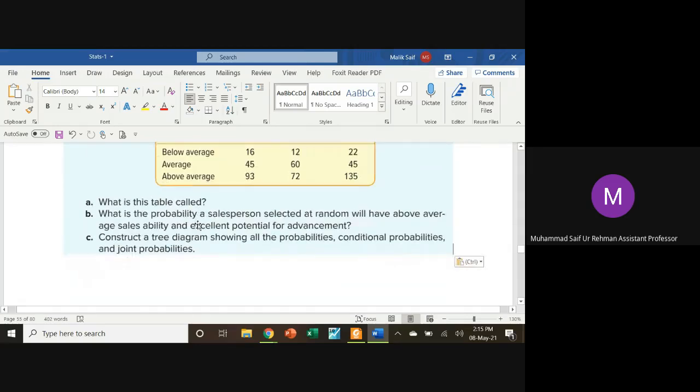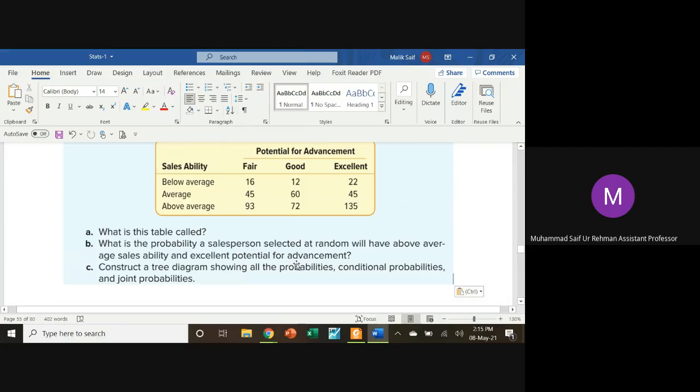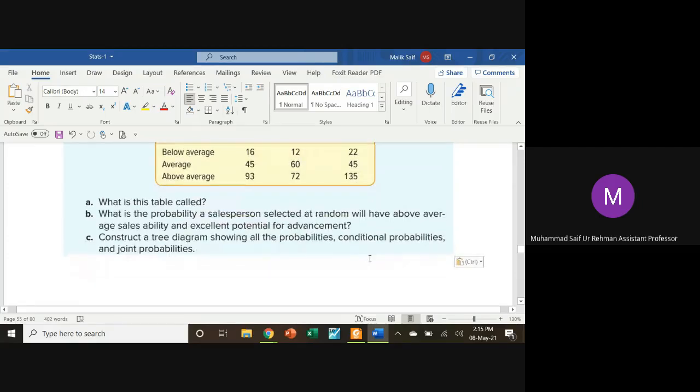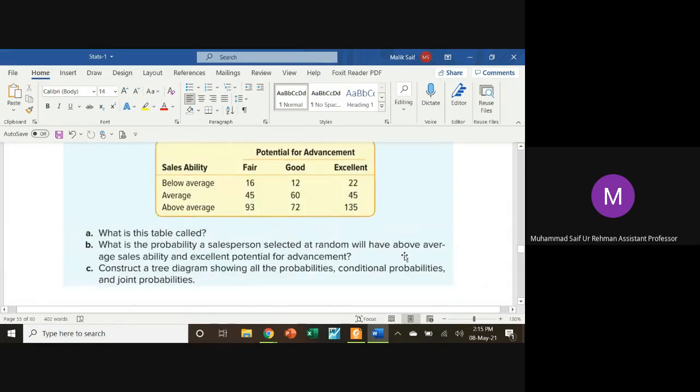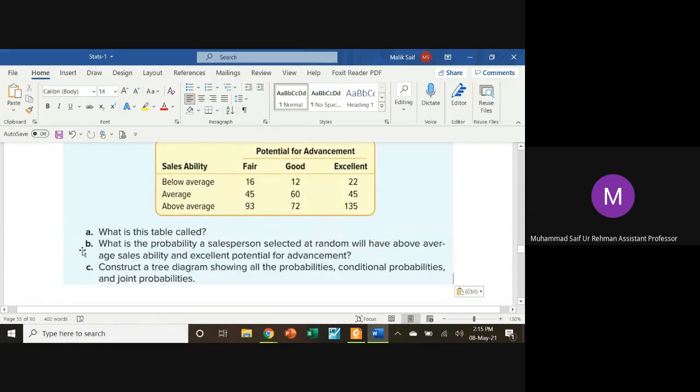What is the probability a salesperson selected at random will have above average sales ability and excellent potential for advancement? Construct a tree diagram showing all probabilities, conditional probabilities, and joint probabilities. So let us solve it. So we have answered part A. This is a table called contingency table. Now we are interested in solving part B. What is the probability a salesperson selected at random will have above average sales ability and excellent potential for advancement?